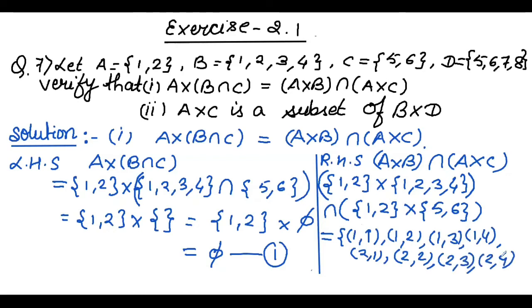Then here intersection, A cross C, which is 1, 2 cross C, which is 5, 6. Cartesian product we will take here. So this is 1, 5, 1, 6, 2, 5, 2, 6.